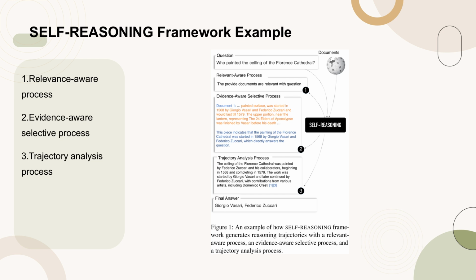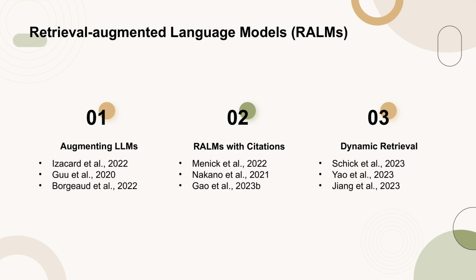large language models, LLMs. In the field of retrieval-augmented language models, RALMs, several studies have explored enhancing the performance of large language models, LLMs, by incorporating externally retrieved information. For instance, Izacard et al., 2022, Gu et al., 2020, and Borgeaud et al., 2022, have investigated this approach.